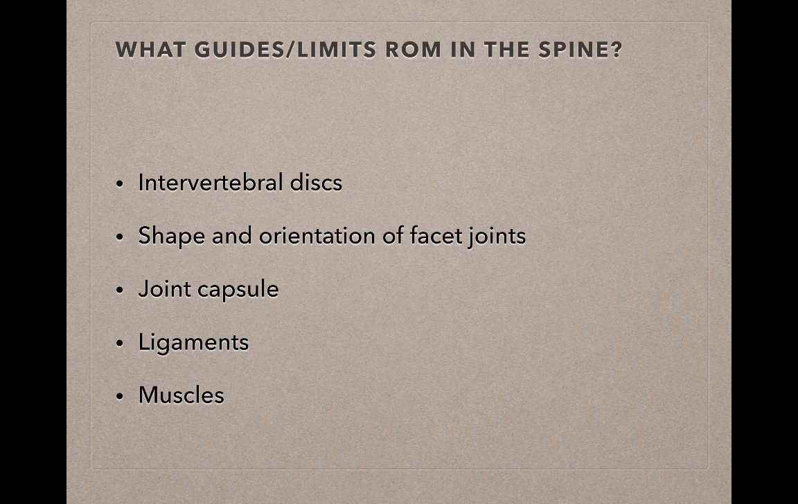Sometimes the spine is intimidating for students or even for clinicians, so we have to keep in mind that it is simply a series of joints. Now, while the bones certainly look different, it's simply reflecting the necessary function of these structures. So what is going to guide or limit the range of motion? It's this list here: your intervertebral discs, the shape and the orientation of the facet joints, the joint capsule, the ligaments, and the muscles, and we'll talk about each of these momentarily.